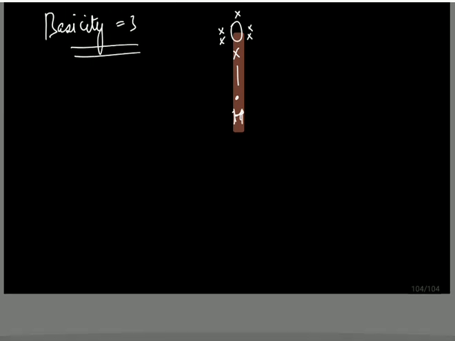Now we go to the next acid of phosphorus. So we'll take H3PO3. So this is phosphorus acid. Now again, keep phosphorus in the middle.